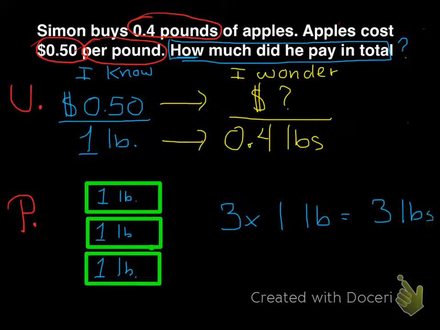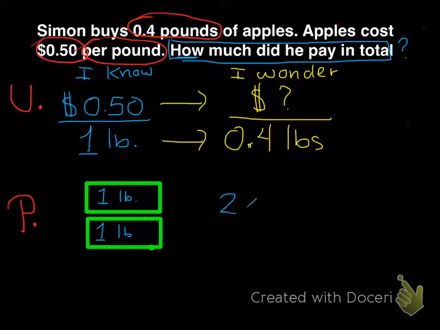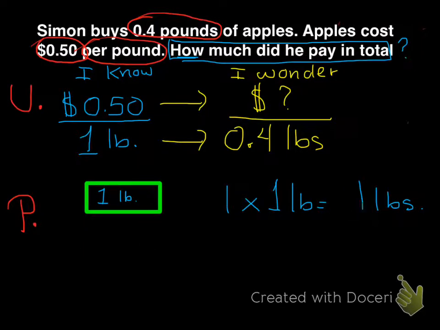So let's look for a pattern. What if there were only 2? Well, that would be 2 groups of 1 pound. That equals 2 pounds. What if I just had 1 group of 1 pound or 1 brick? That would be 1 pound. So far multiplication has been working really well for us.